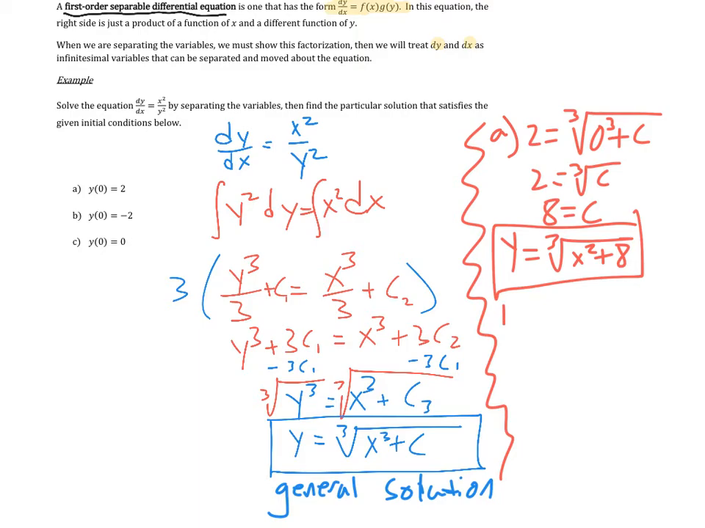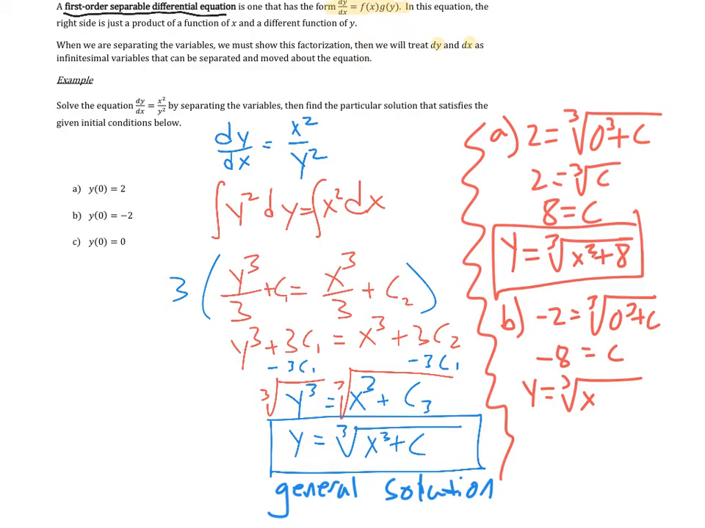This might be a good one to pause the video and practice. Let's see what we get. When x is 0, y is -2. So we have 0 cubed plus c. All right, so that's just c. So this is going to be -8 equals c. So y equals the cube root of x cubed plus -8.